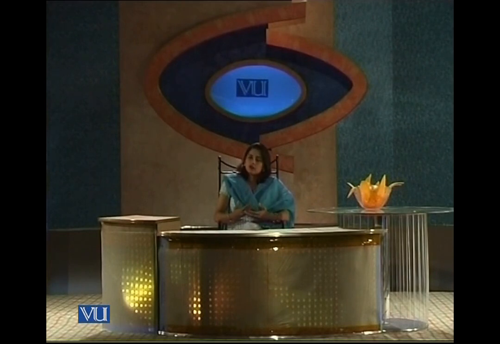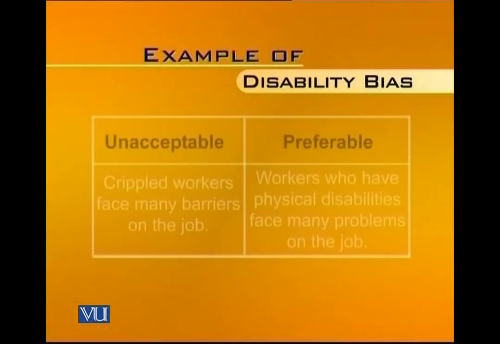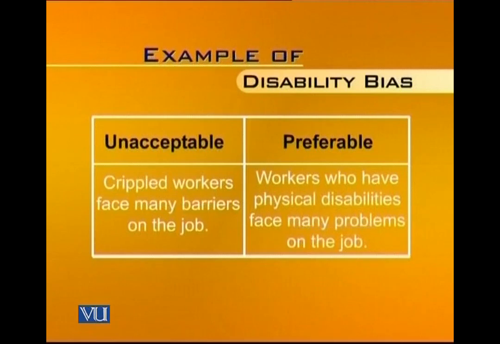Similarly, a lot of the times when we talk or write, we tend to forget that we are expressing some kind of disability bias, and we need to be very careful of that. It would be unacceptable to say something like crippled workers face many barriers in their jobs. If you want to express the same idea, it would be better to say workers who have physical disabilities face many problems on the job. Substituting the word crippled by people who have physical disabilities sounds much better. It is more acceptable, because it shows that you are aware of their problem, but you're not talking of it negatively.